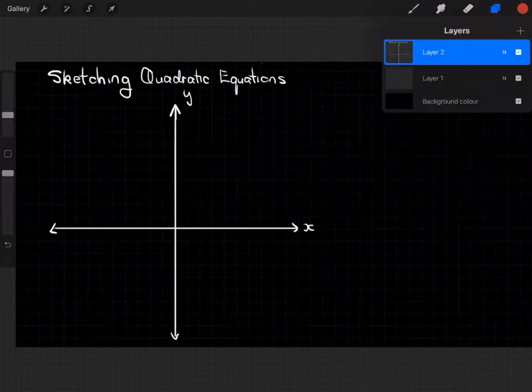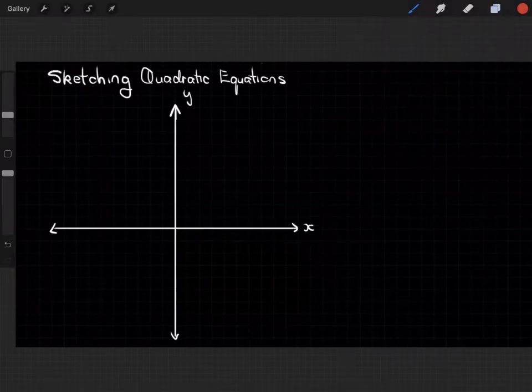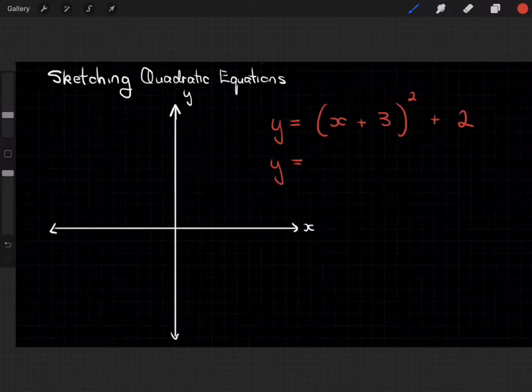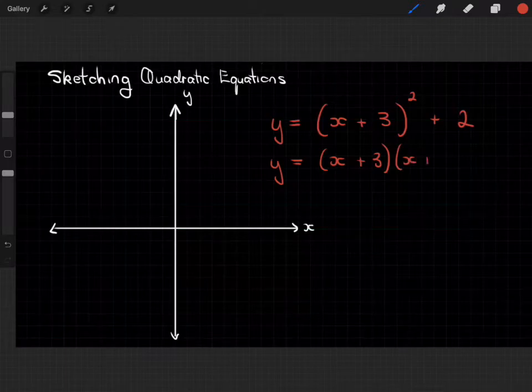Another example of a quadratic equation: y equals x plus 3 squared plus 2. That is actually a quadratic equation. Let's have a look why. What we can do is expand it to see this. So we can rewrite this as y equals x plus 3 times x plus 3 plus 2 on the end.